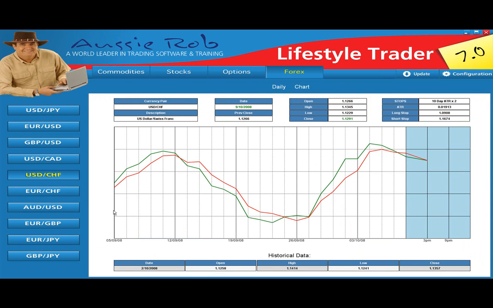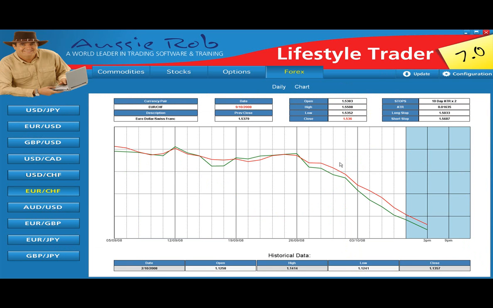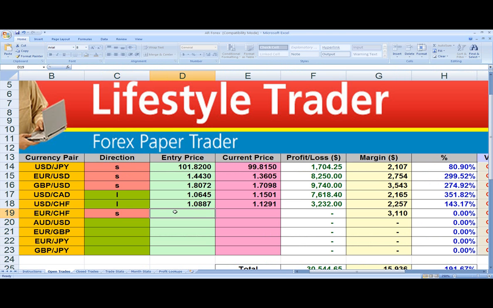Next is Euro Swiss. Let's have a look at the Euro Swiss. Easy to tell, short signal on this one. Entry 1.571, and current is 1.536. So, going short on the Euro Swiss, entry was 1.5710, and the current was 1.5360. And again, not as high as the other ones, but still very good profit.